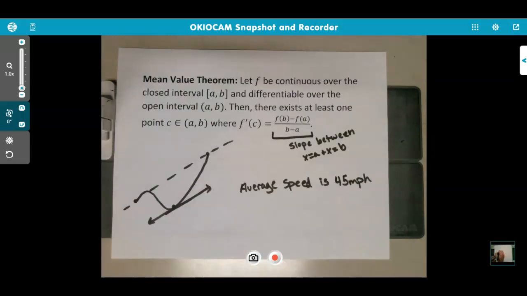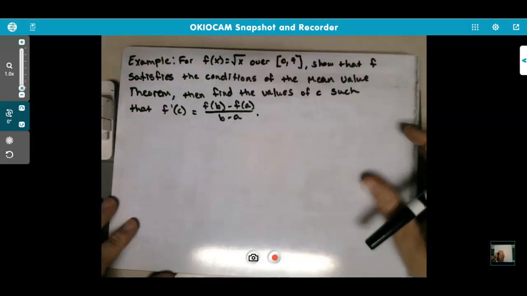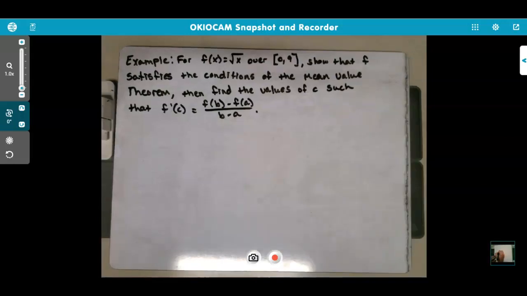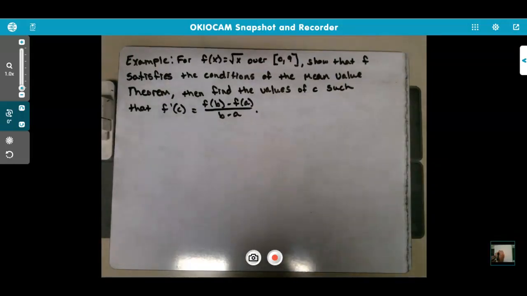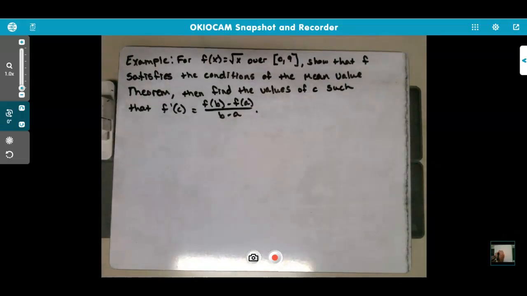And that's very cool. All right, let's do an example of using the mean value theorem. Example, for f of x equals the square root of x from 0 to 9, show that f satisfies the conditions of the mean value theorem.